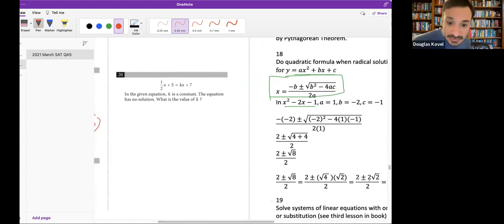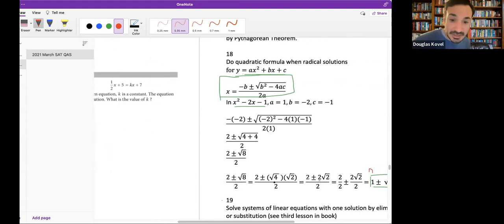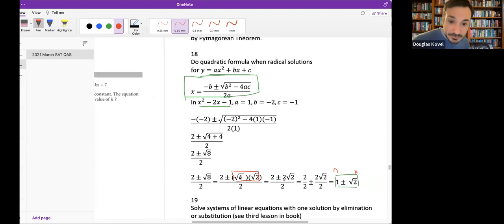You might remember from your Algebra 2 class, if you've taken that, that when you have a square root with a perfect square factor, you can break it down into its perfect square factor and its non-perfect square factor. In this case, 4 is a perfect square that goes into 8. So I can divide radical 8 into radical 4 times radical 2. Since radical 4 times radical 2 equals radical 8, and the square root of 4 itself is just 2, my expression ends up being 2 plus or minus 2 radical 2 all over 2.